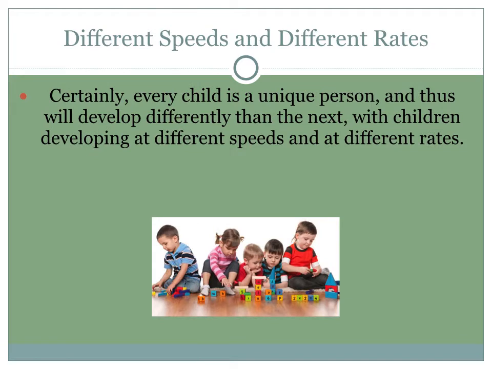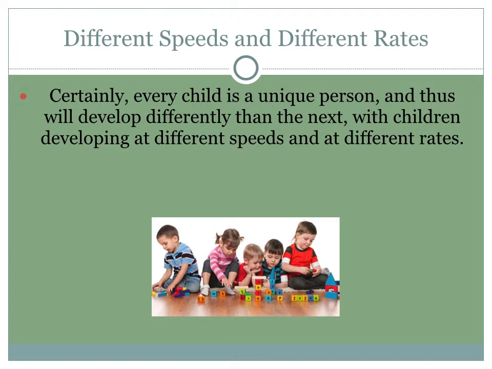Now, to be sure, every single child is unique, is special, and is a gift. There is a saying that no two snowflakes are alike. Well, I'm here to tell you that no two children are alike as well. Each child is a unique person unto itself. And because of that, they will develop differently than the next child and the child after that. And all children develop at different speeds and at different rates.